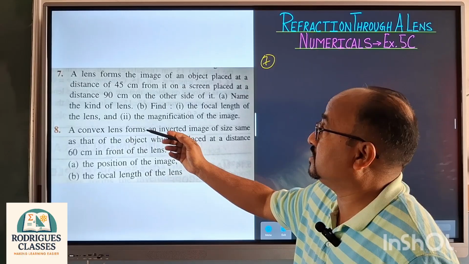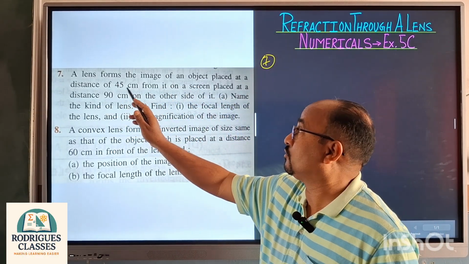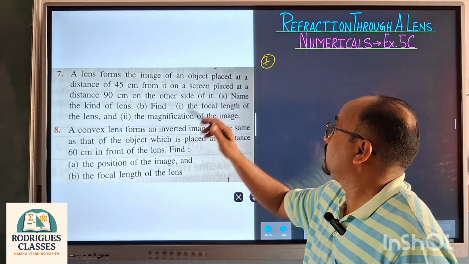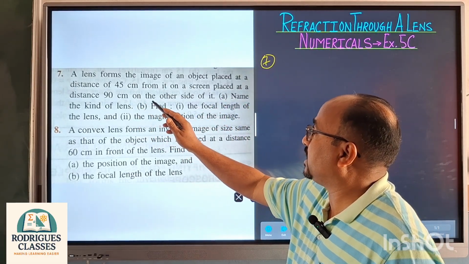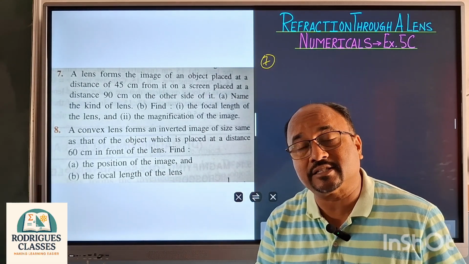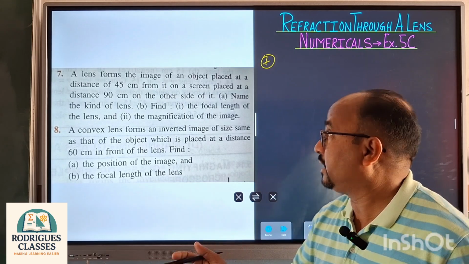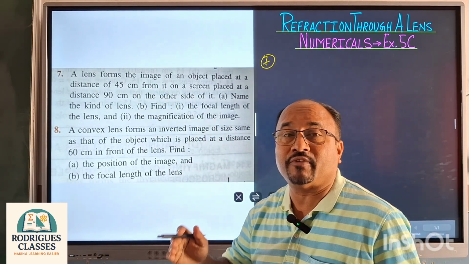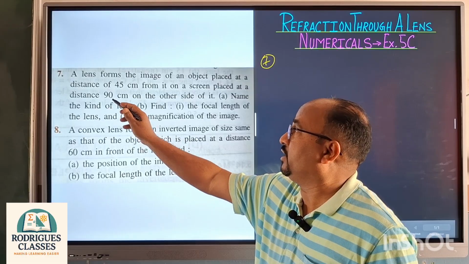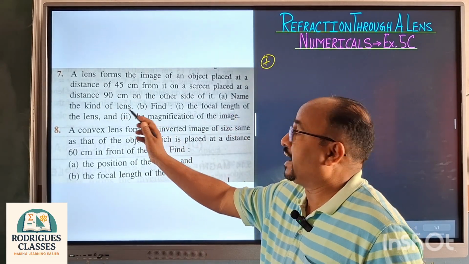So let us see an easy one. A lens forms the image of an object placed at a distance of 45 centimeter from it on a screen placed at a distance of 90 centimeter on the other side of it. So the screen is placed at a distance of 90 centimeter on the other side of the lens, and object is kept 45 centimeter in front of the lens. So u is 45, v is 90. Name the kind of lens.